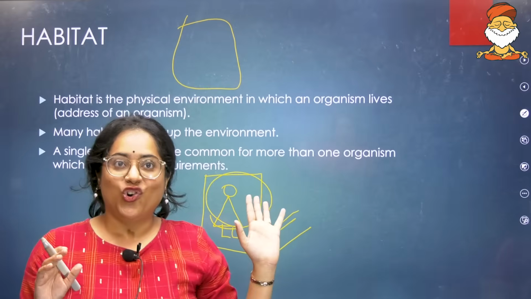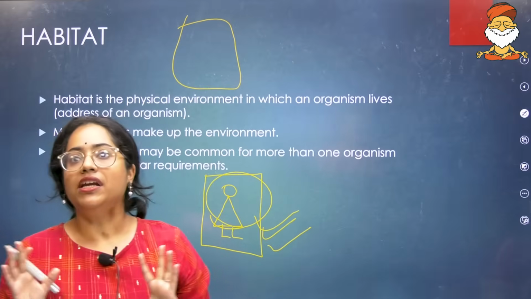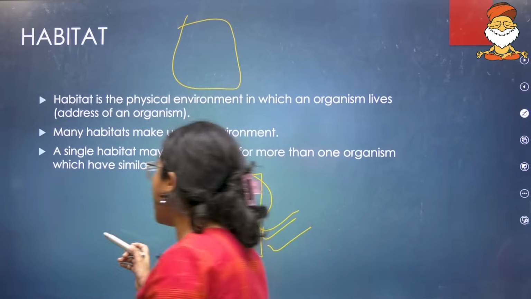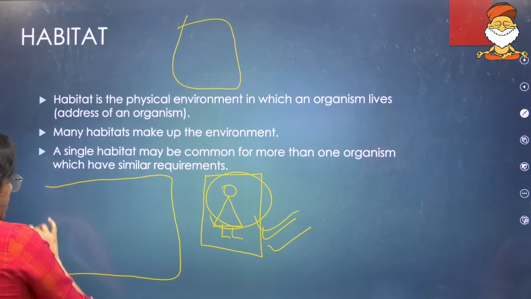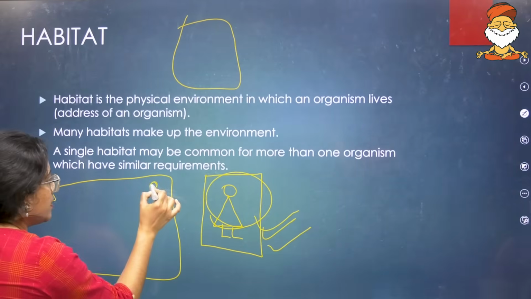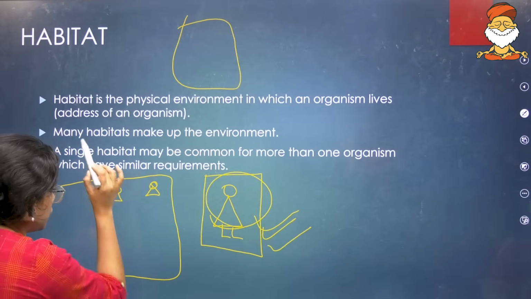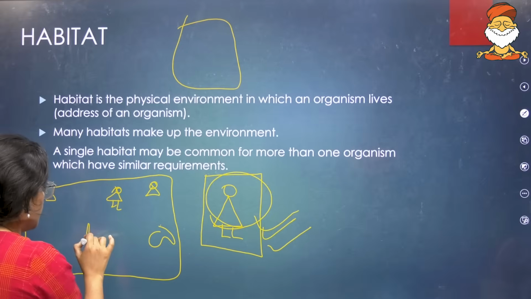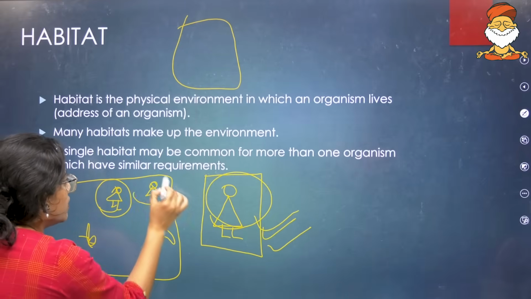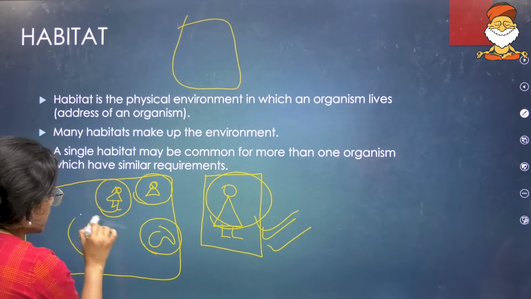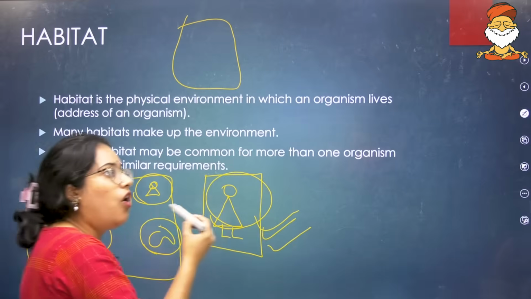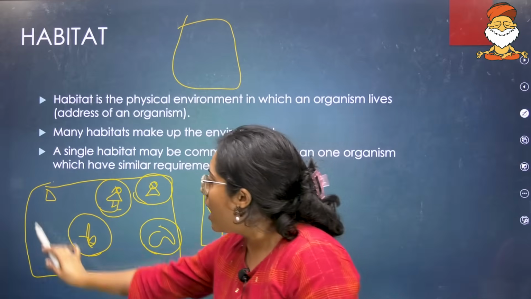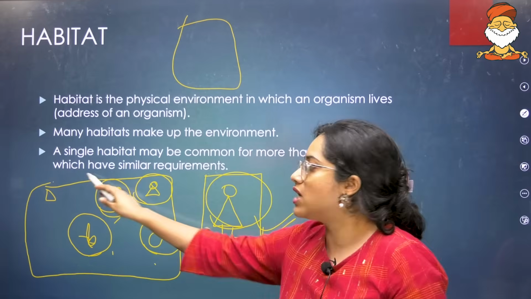Okay? So habitat is the physical environment in which an organism lives. And if I had to take a large environment with different living organisms, for example, here you are there. There is your other friend. There is another animal over here. There is a plant over here. Each of these has a physical environment in which they live, and together all those habitats make up the environment. Because in one large environment, all of your different things are there.